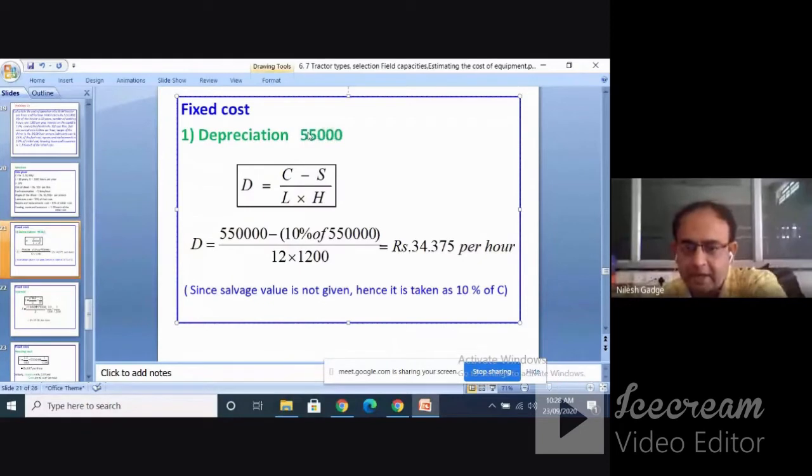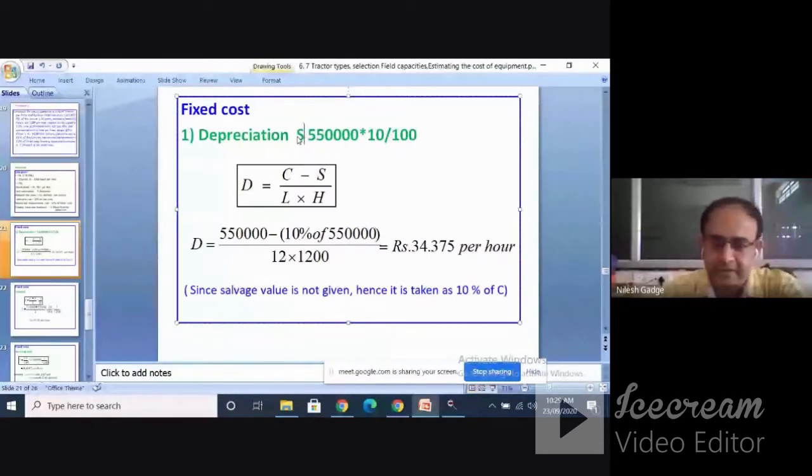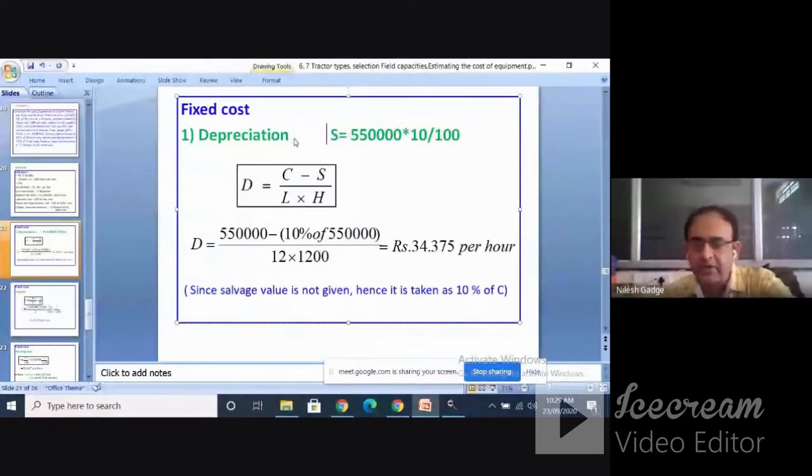55,000, 5,50,000. Then it is multiplied by 10 and then it is divided by 100. Like this, you have to calculate what S is. S is calculated like this. I have just shown you. It is not necessary to write it like that, but the salvage value is calculated like this. This is the salvage value.